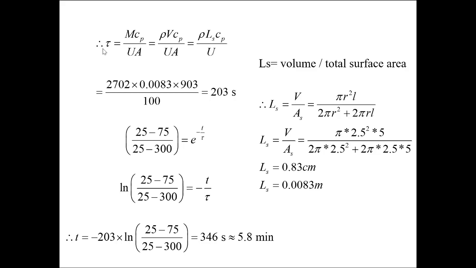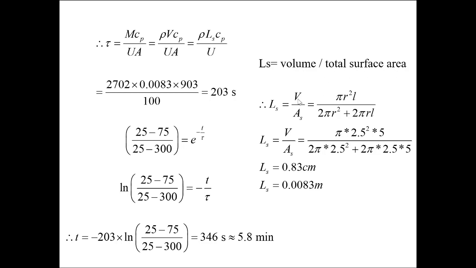So we start with our equation of tau, that is equal to mCp over UA, and we can break down this m into rho V by the definition of density, and we can further break down volume into area times Ls, where Ls is the characteristic length of the system, and we can see that the area here will cancel out with the area that is in the volume. Okay, so we only have Ls, and now we have U in the denominator. We can calculate Ls. So Ls is the characteristic length, and as I explained, it is the ratio of the volume over total surface area.